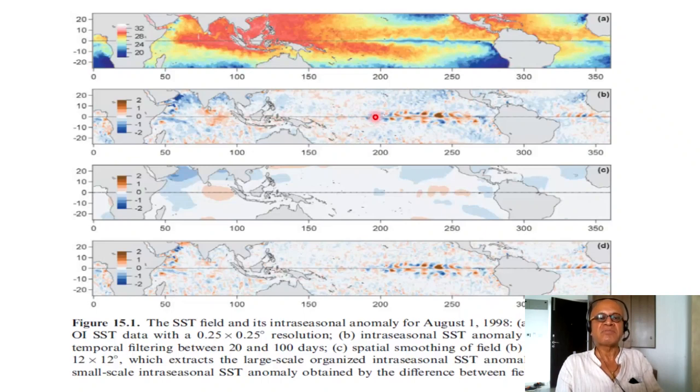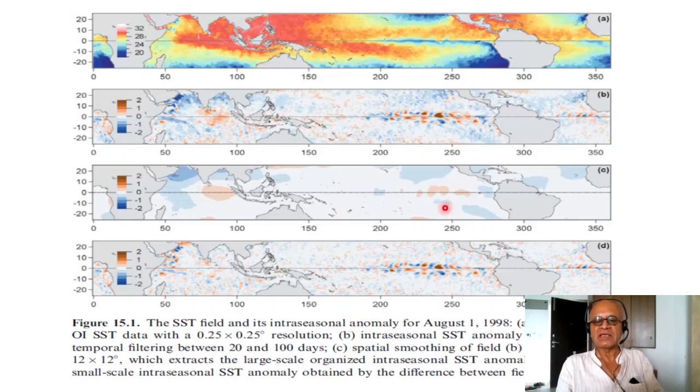So those can also be captured by simply looking at intraseasonal SST anomalies by temporal filtering between 20 and 100 days, which is typically what we do for MJOs in the atmosphere and the mesos in the atmosphere and so on. So you can see that that kind of spatial instability structure is captured at all these places here.